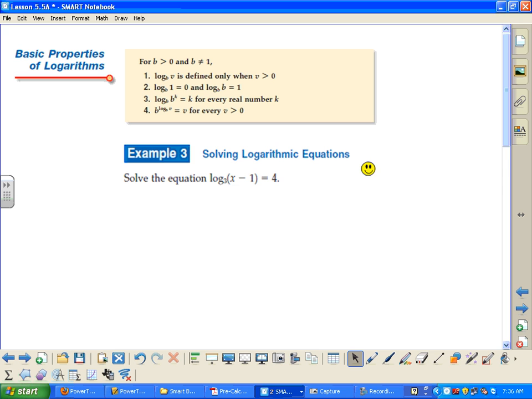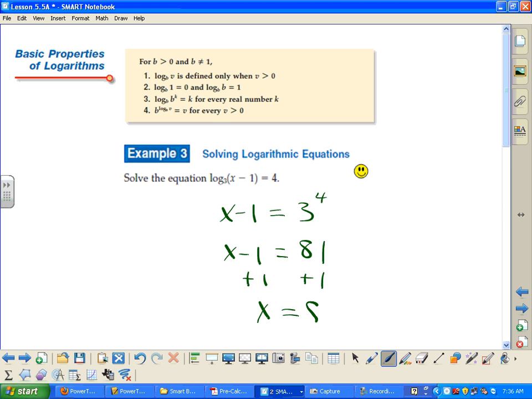So we're going to do example 3 where we solve this equation. Log base 3 of x minus 1 is equal to 4. And in solving this equation, we're just going to change it from logarithmic form to exponential form. So we're going to take the 3 and raise it to the power of 4. So 3 to the 4th power is 81. So x minus 1 equals 81. So add 1 to both sides and x equals 82.